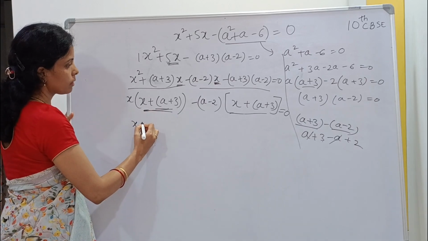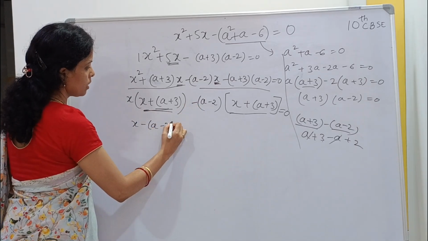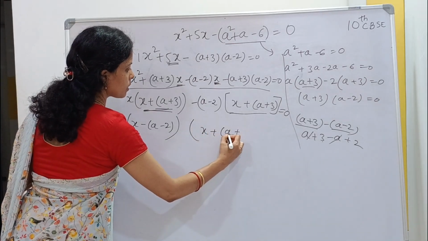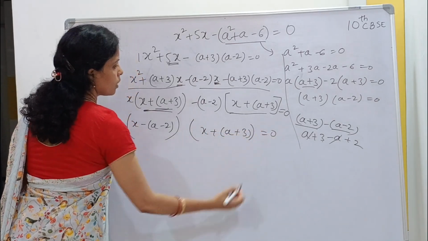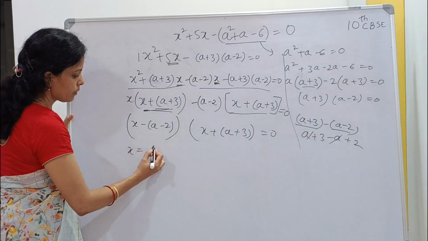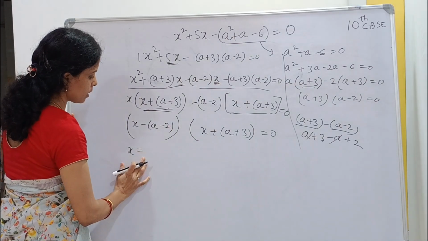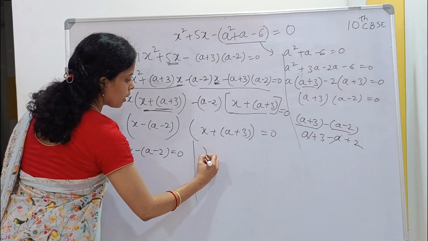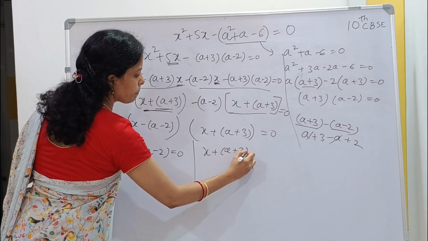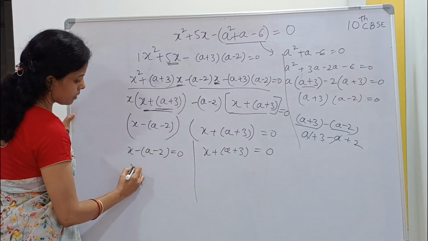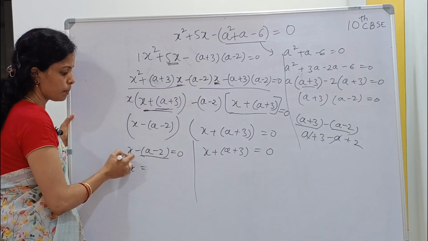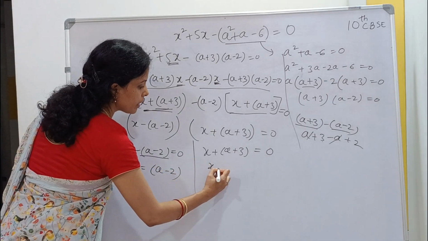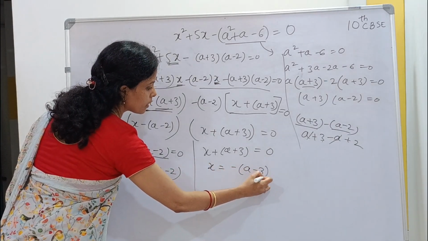Okay, let's take x minus a minus 2 as one term, and x plus a plus 3 as another term. So now what is the x value? When I send it to the other side, okay, we'll write this step also. x minus a minus 2 is equal to 0, x plus a plus 3 is equal to 0. So x is equal to, when I send this whole term to the other side, it becomes plus a plus 2, and here minus a minus 3.